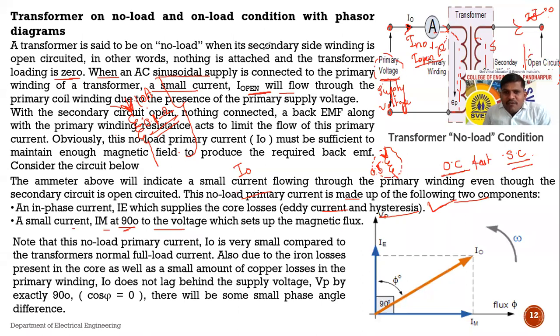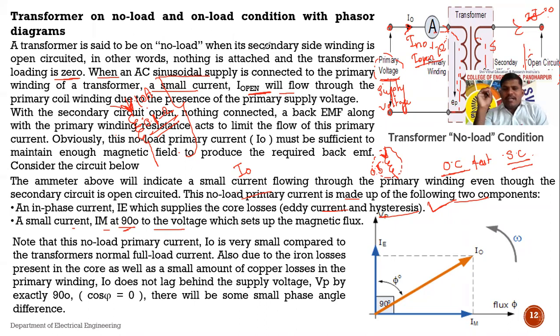So will current start flowing from only the primary, or the secondary, or both? Is current flowing from the primary winding? Yes, sir. Current flows from the primary winding, but from the secondary winding? It is open circuited, so no current flows on the secondary side. So secondary side copper loss is 0, it will not be present. But due to that small current in the primary, some copper loss should be present in the primary winding. Will there be some copper loss in the primary winding?